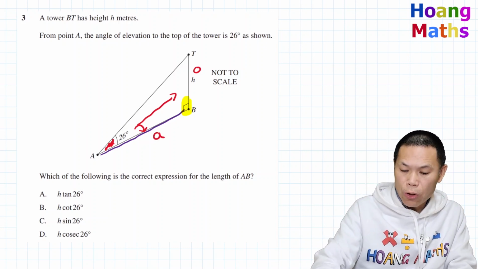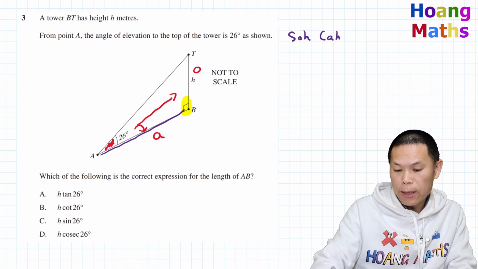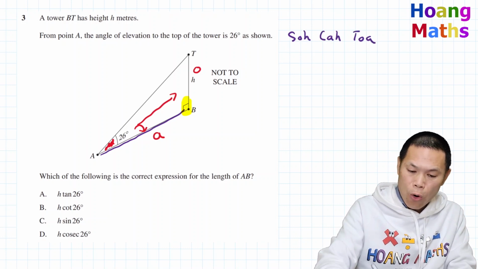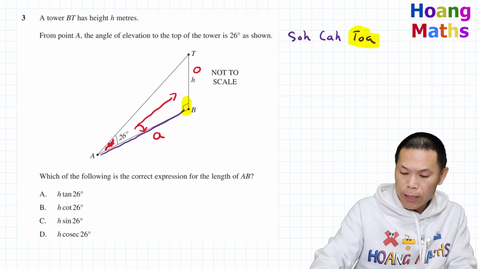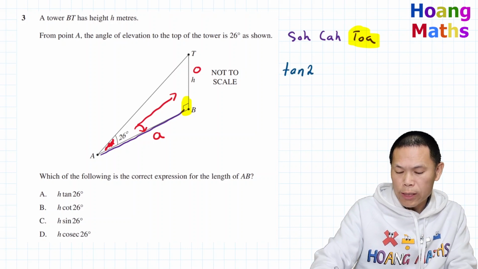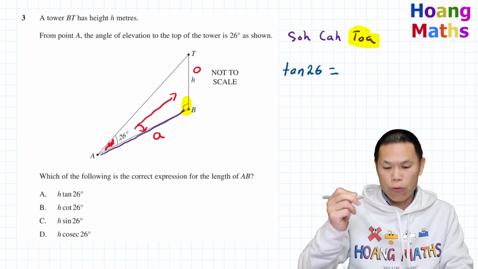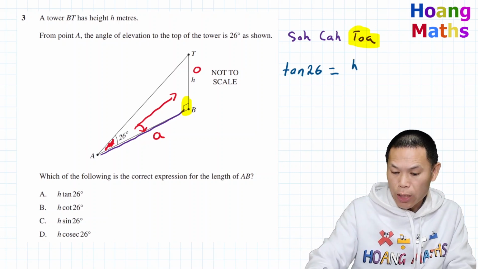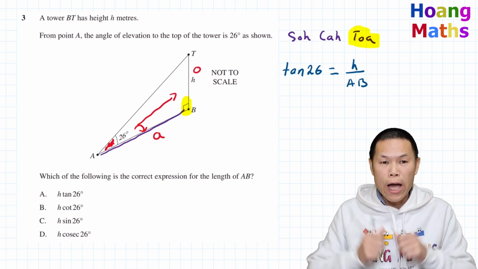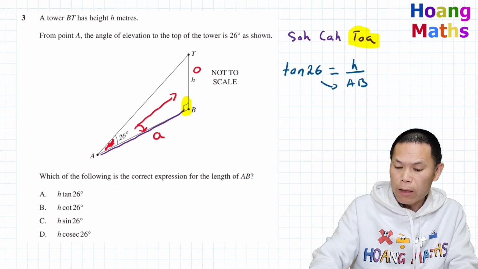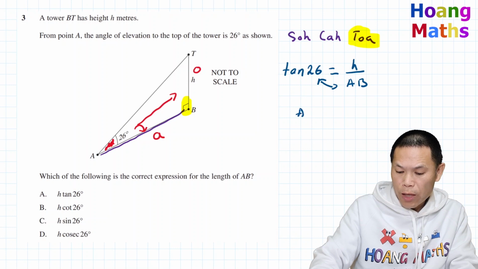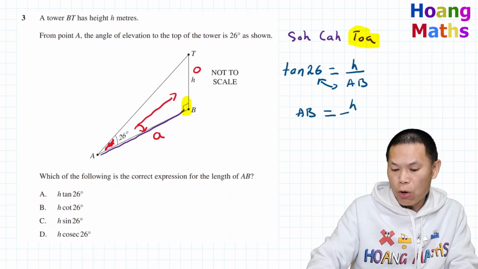So remember, SOHCAHTOA. And we have O and A. So therefore, we use tangent, tan. So that means tan of the angle that is 26 is equal to O over A. So O is h. A is AB. So there you go. So we need to solve for AB. So AB, so down the bottom, so we swap this. Okay, so that is AB is equal to h over tan of 26.